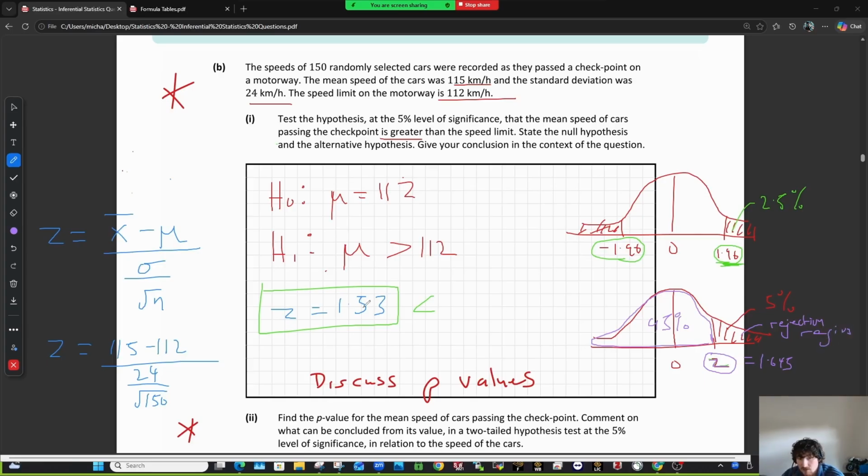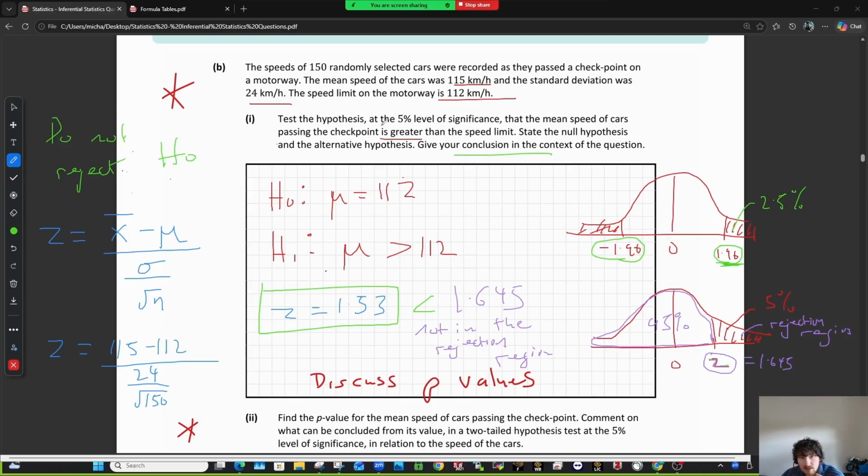But again, he gets away with it here. This is just below the critical z-score. So we're not in the rejection region. And because we're not in that red rejection region for a one-tailed test, this is our conclusion: we do not reject H0.